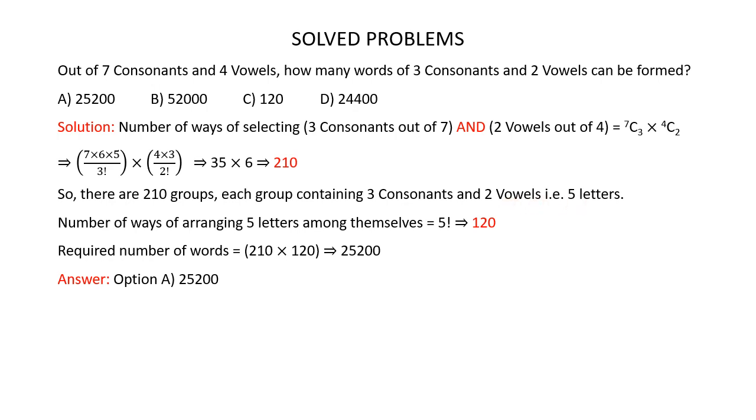Now let's find out the number of ways in which these 5 letters can be arranged among themselves. Now the number of ways of arranging 5 letters amongst themselves is equal to 5 factorial, which is 120. So the required number of words is equal to 210 multiplied by 120, which is 25,200. So 25,200 words of 3 consonants and 2 vowels can be formed out of the given 7 consonants and 4 vowels.